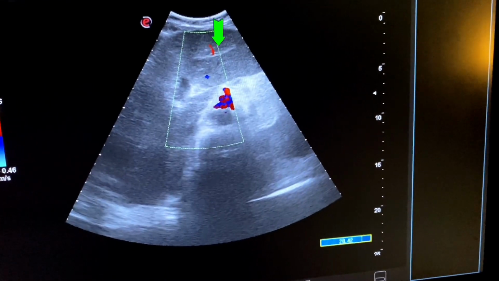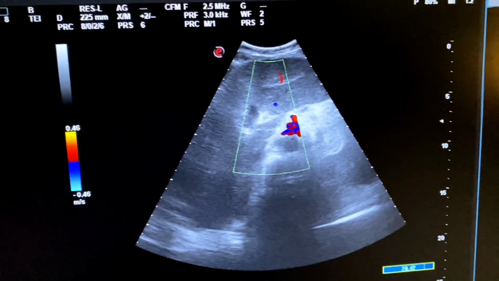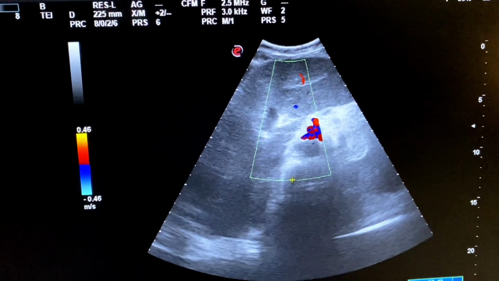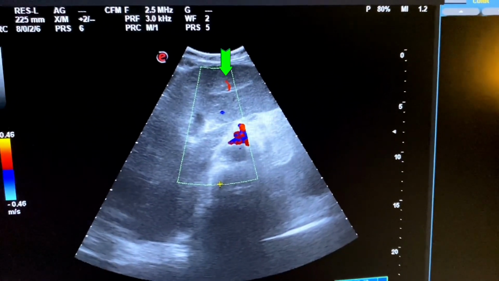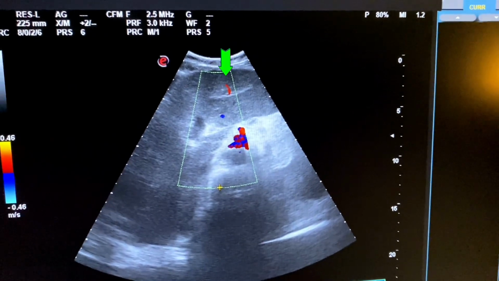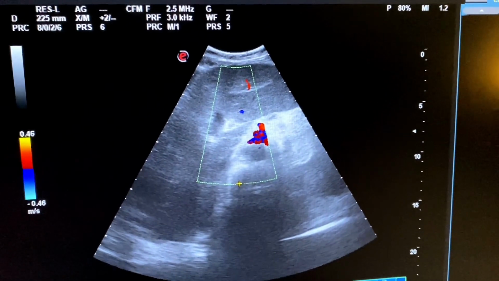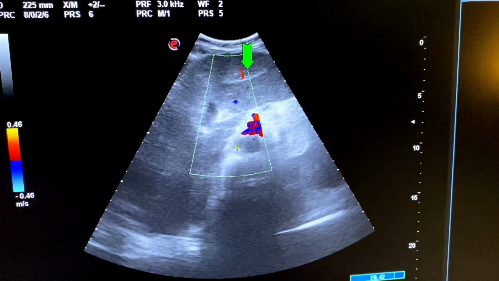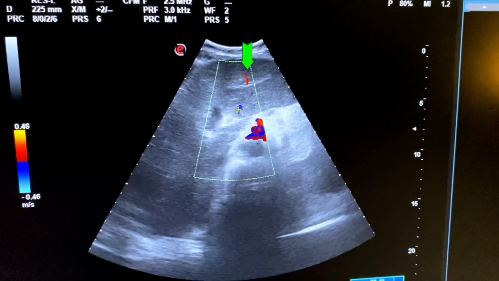Here we also see the ligamentum venosum. This is the remnant of the umbilical cord, which is converted into the ligamentum venosum.